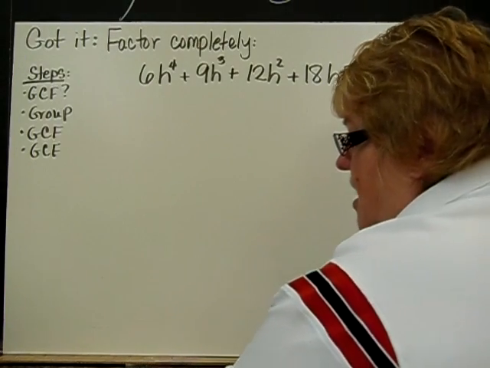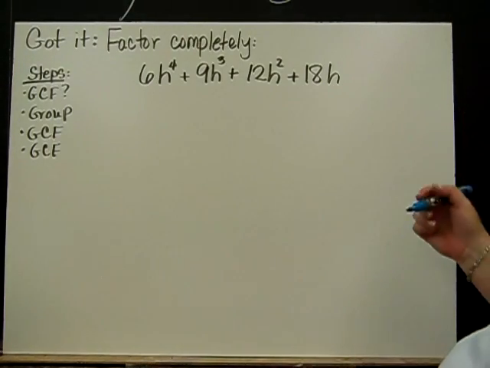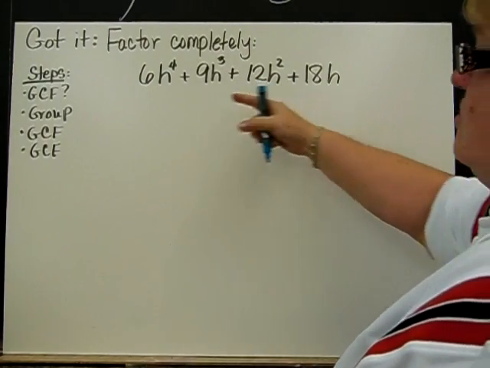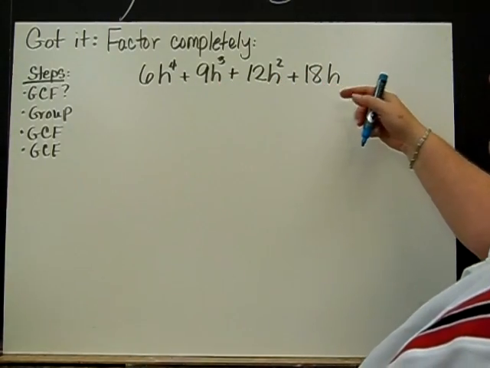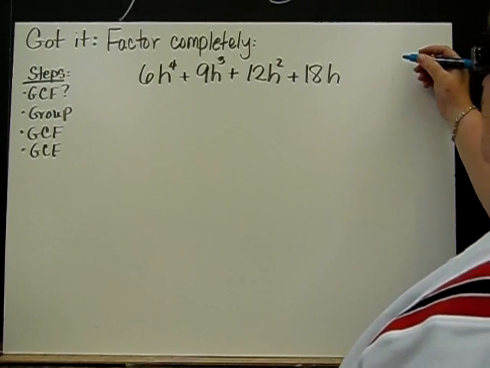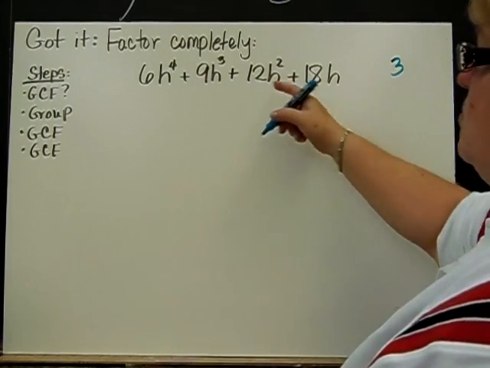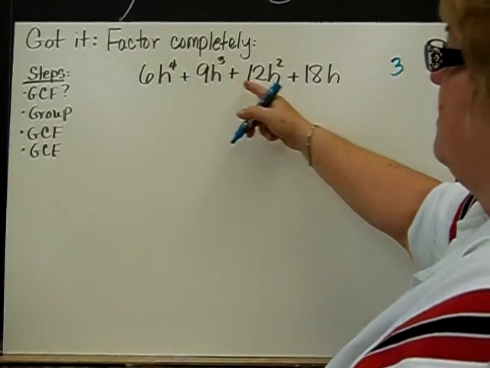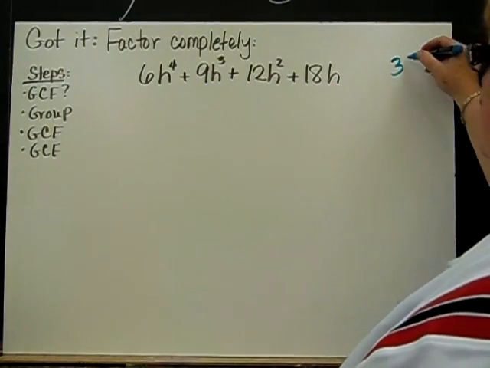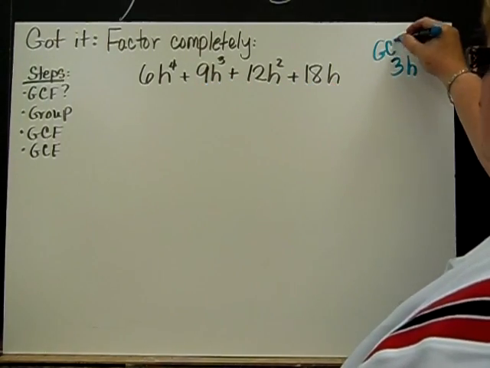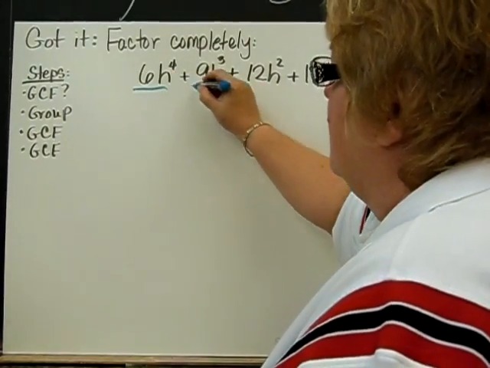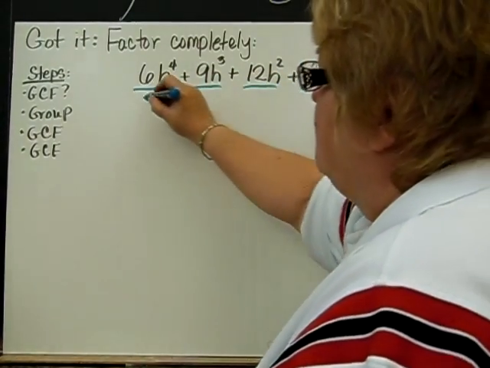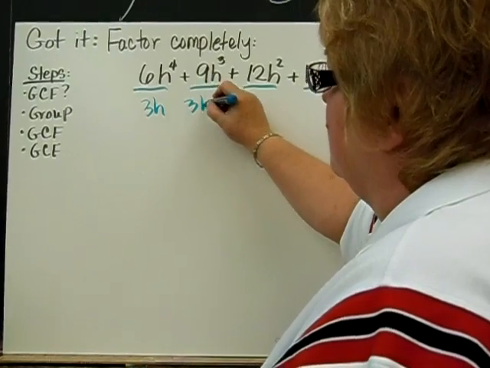So the got it for you to try is the same thing. First thing we want to do is look for greatest common factor. 6, 9, 12, and 18. So we know that 3 will divide evenly into each one of those, and each one of them has at least one h. So our GCF is going to be 3h. So we can divide each one of these by 3h.